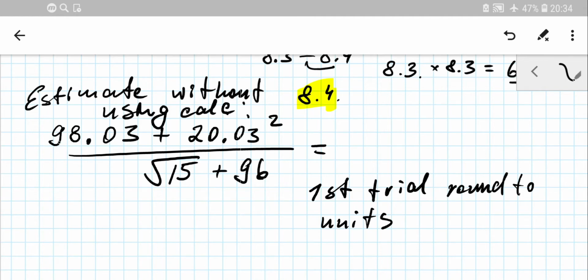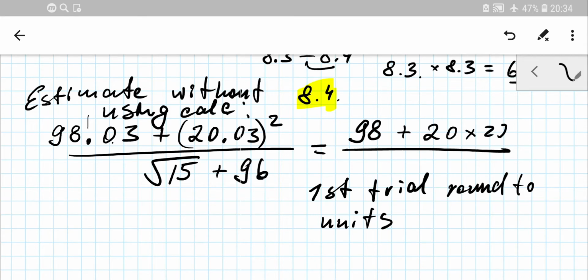So in both cases, if you take 98.03, you cut your number and say, okay, 98, and next goes 0. The 0 doesn't have any effect on 8, so your estimation after rounding is simply 98. So here's 20.03. You do the same before squaring up. You're just taking the estimation that it's about 20, and then you raise the power 2. So 20 squared, that's your estimation, simply 20 times 20.